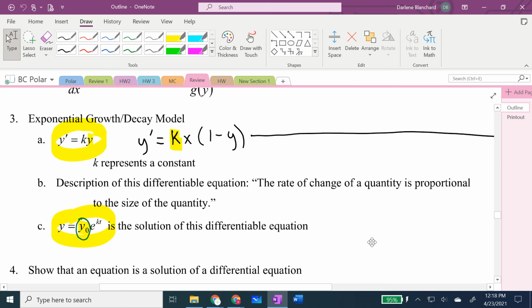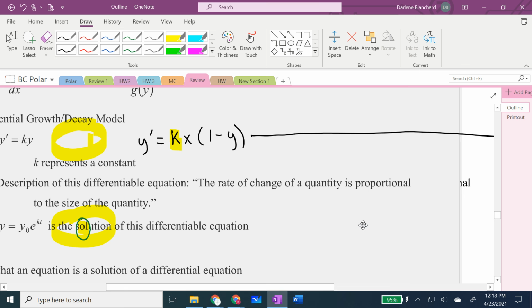Coming back over to this, I went through a possible example. Here's a possible example. Let's say you have some number k times x, and it's multiplied by 1 minus y. So you can see this is a slight variation from the exponential growth model in the AB area.